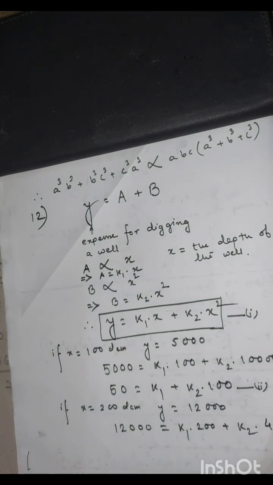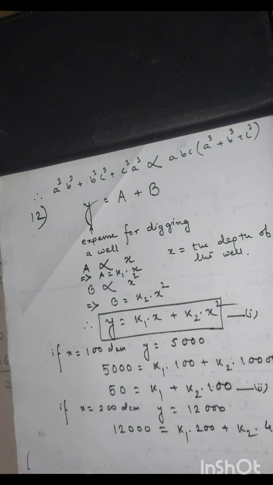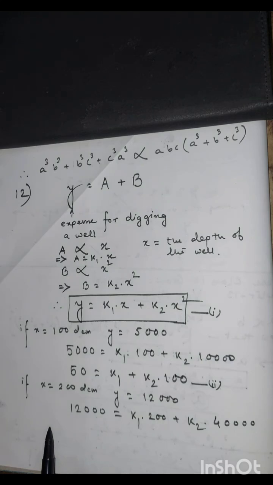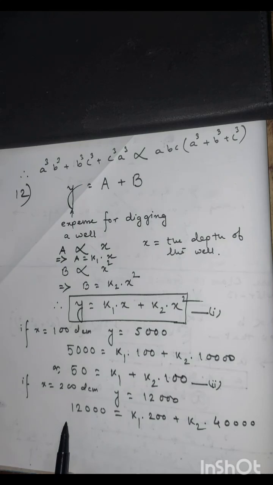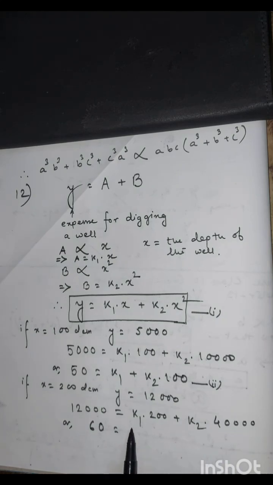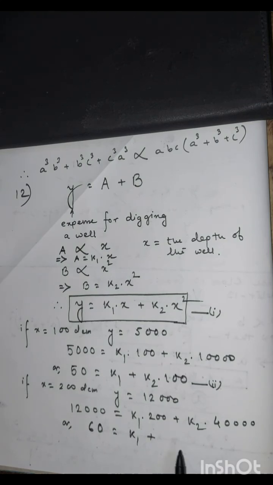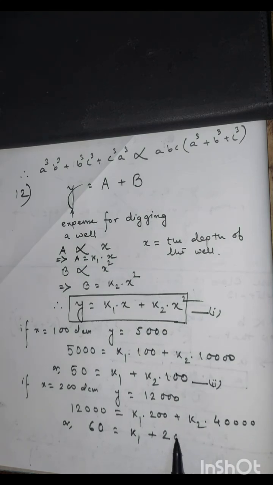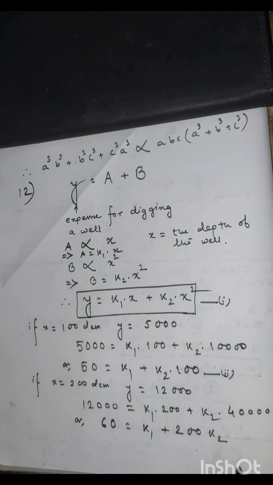That means 40,000. And if we cancel two zeros, if we cancel 200 from both sides of this equation, it becomes, let us say this is equation 3.